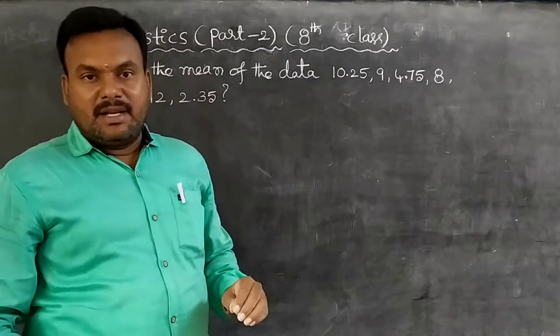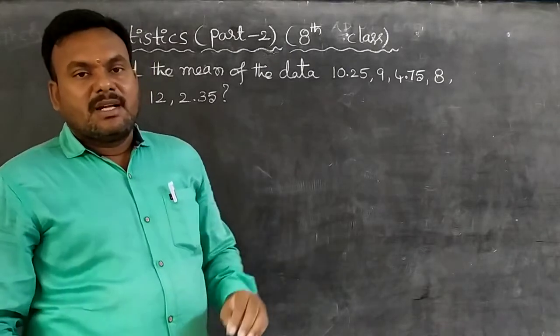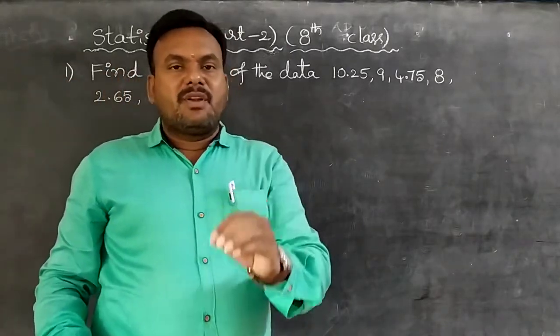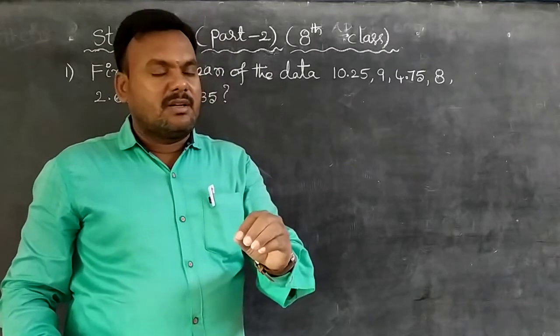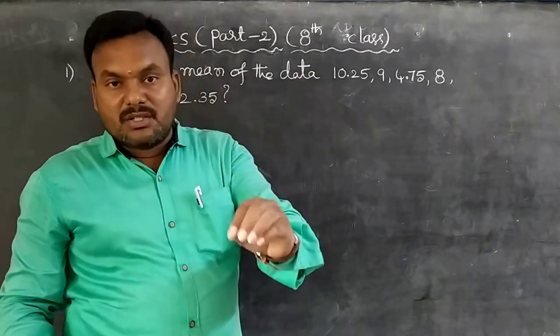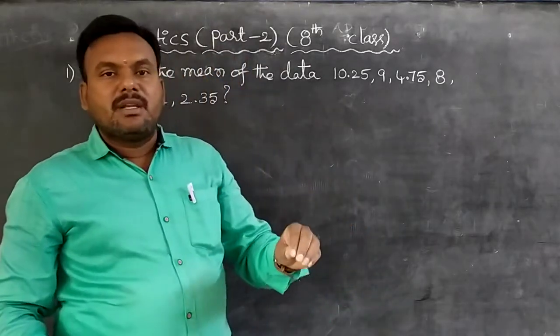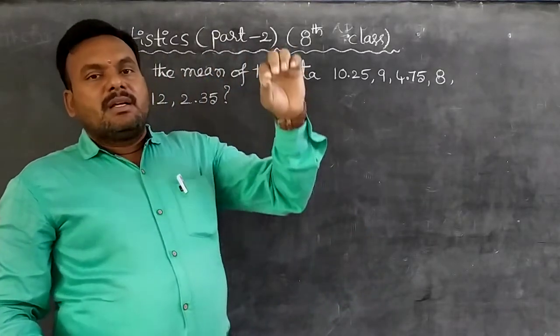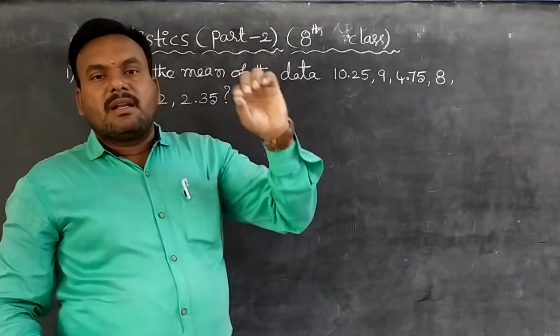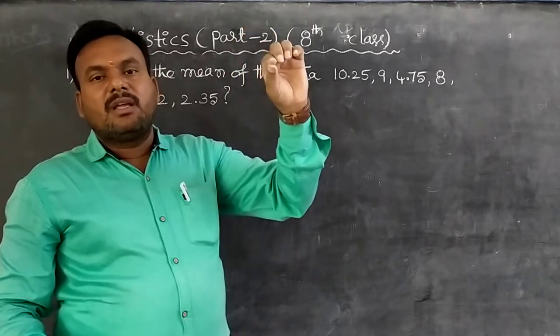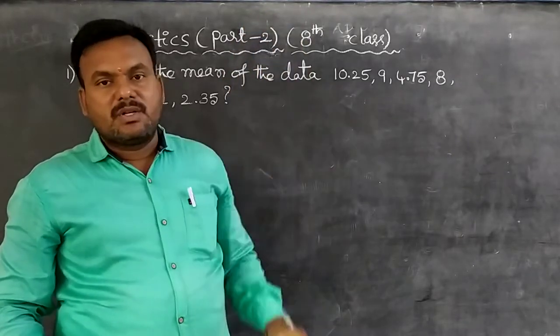How to define it? Observe the definition once. The ratio of the sum of observations to the number of observations. Then arithmetic mean equals summation xi by n, where i equals 1 to n, students, right?